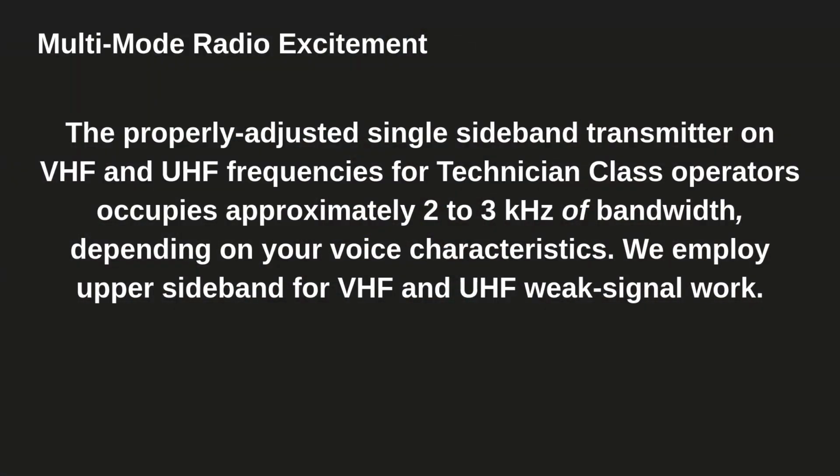All right. We use frequency modulation through FM repeaters on many popular VHF and UHF ham bands. But near the bottom of the 6 meters, 2 meters, and 1.25 meters, and at 432 and 1296 megahertz, we use single sideband, which uses less bandwidth than FM signals. So those are on the single sidebands. The properly adjusted single sideband transmitter on VHF and UHF frequencies for technician class operators is approximately 2 to 3 kilohertz of bandwidth, depending on your voice characteristics.